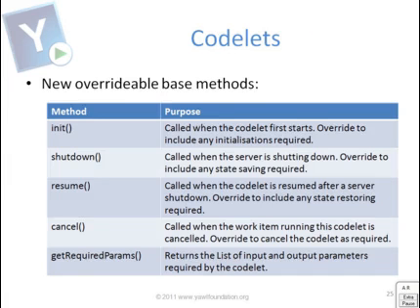Also, as in custom services, codelets now support the getRequiredParams method, which allows you to specify what params are needed for this codelet. And when the codelet's chosen in the editor, it will automatically insert the input and output params that are required to run that codelet, or the ones that that codelet expects to receive.